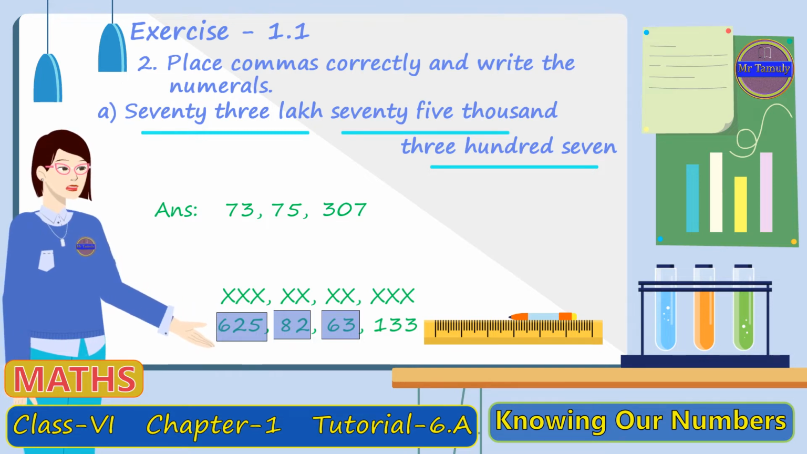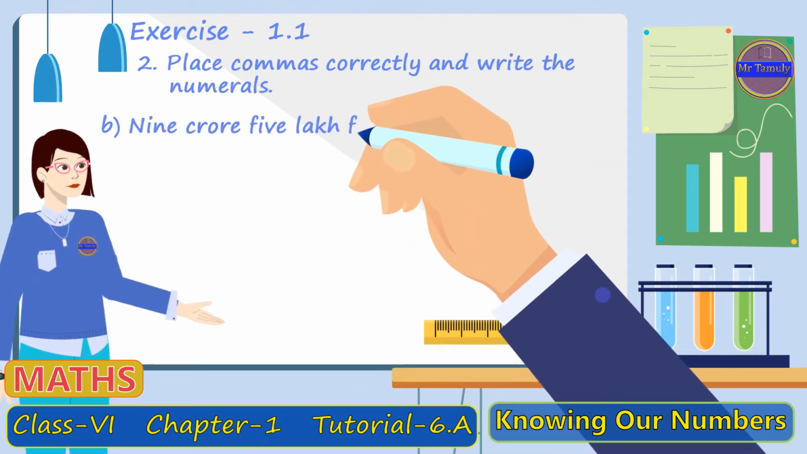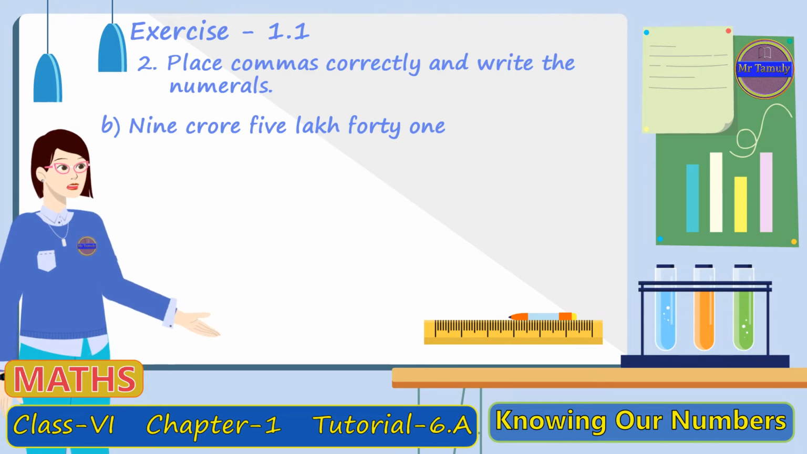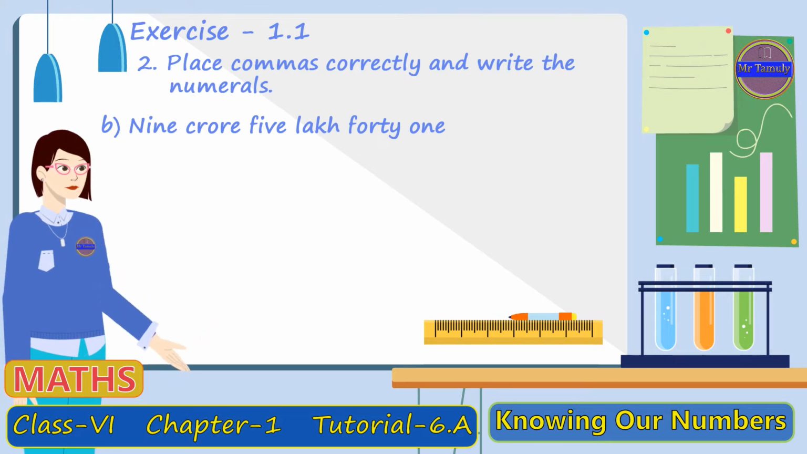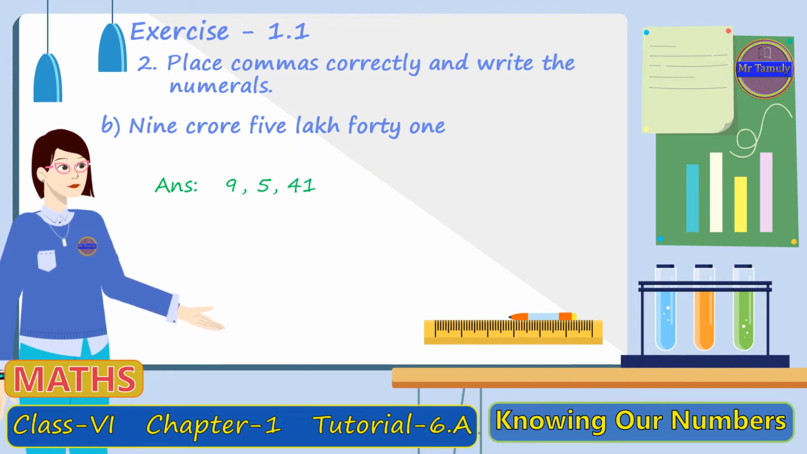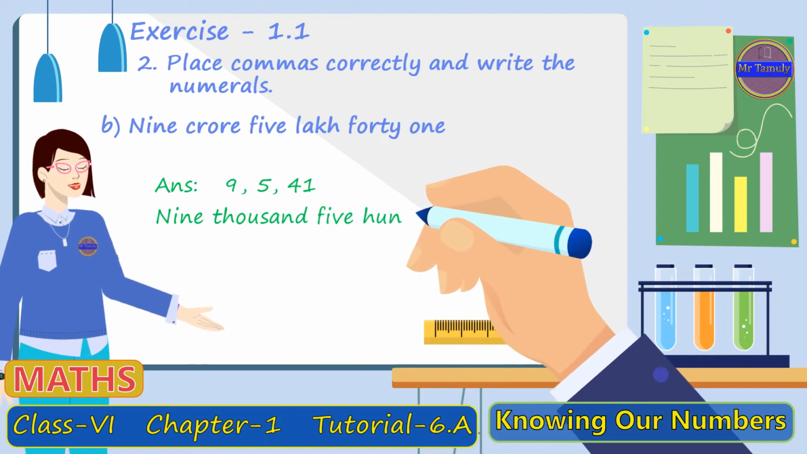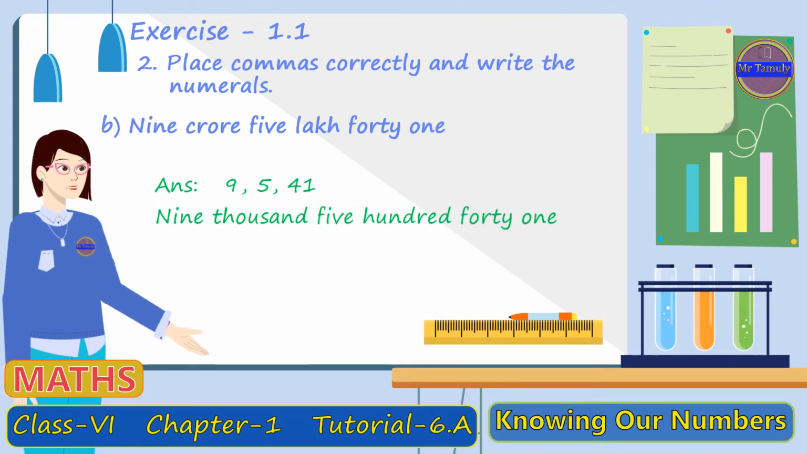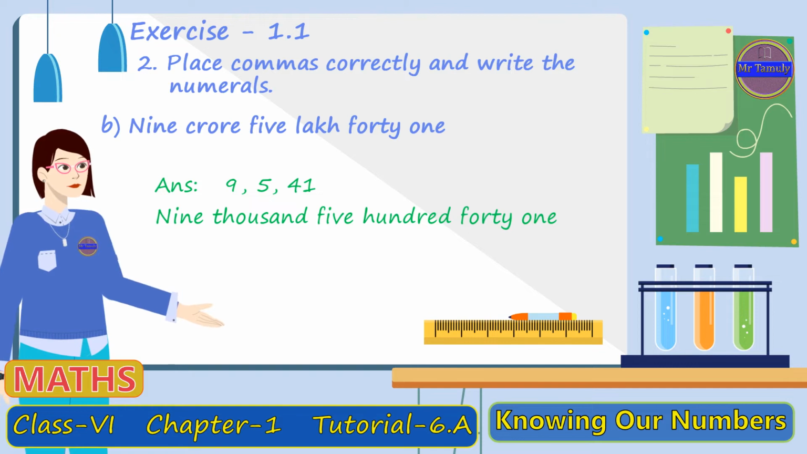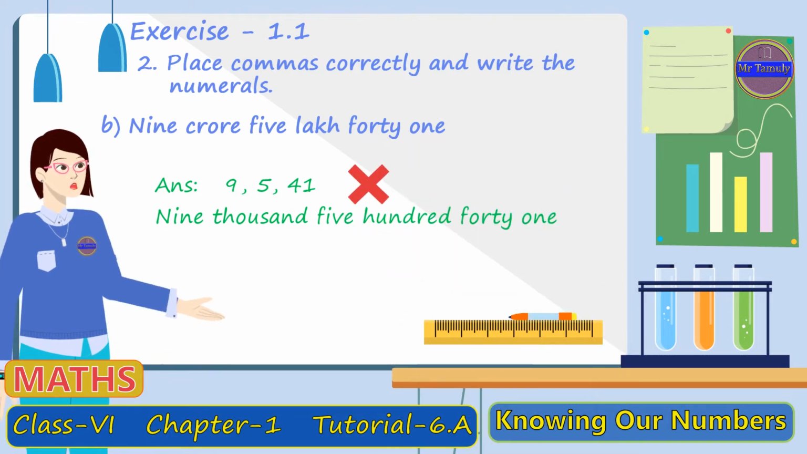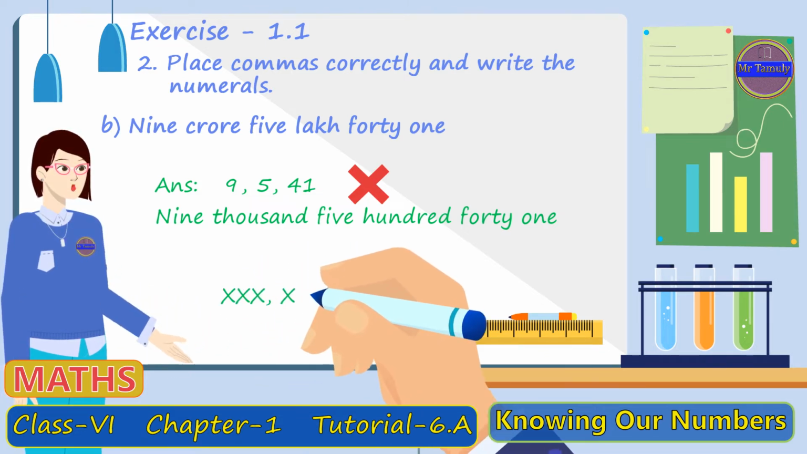Let us now attempt the second one, which is 9 crore, 5 lakh, 41. To write 9 crore, 5 lakh, 41 in numerals, if you simply write 9, 5, 41, you actually end up writing 9,541, instead of 9 crore, 5 lakh, 41. You ended up writing the wrong number, because you did not follow the format, which is XXX crore, XX lakh, XX thousand, XXX.